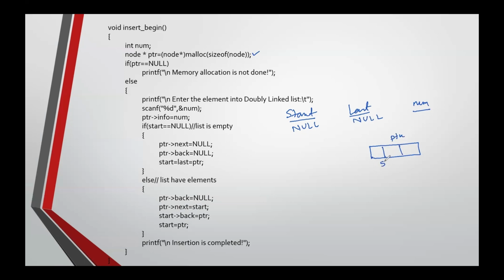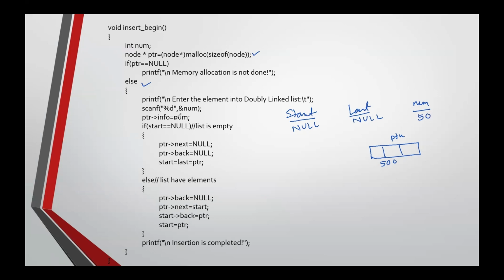So right now one memory allocation is done, and that memory allocation name is ptr. For example, the address is 500. If ptr equal to null, no. In this case, we have already got the memory, so this is not true. Memory allocation is done, so it will go to the else part. Printf, enter the element into the linked list. Whatever we enter is stored in num. For example, I enter the value 50.